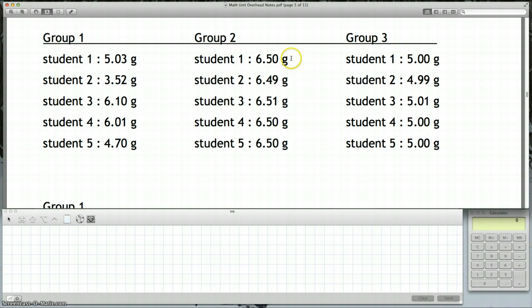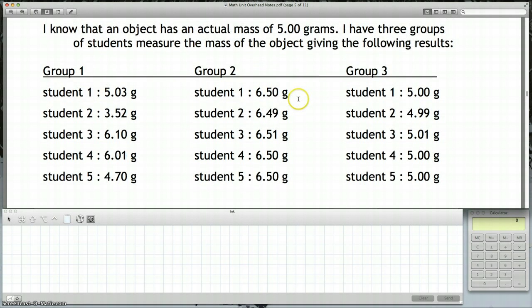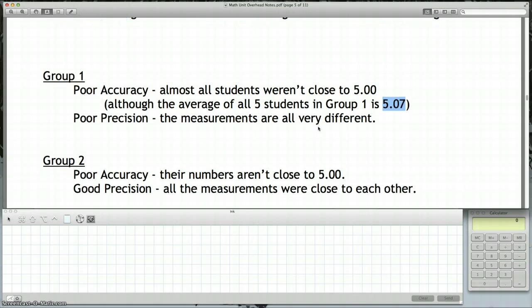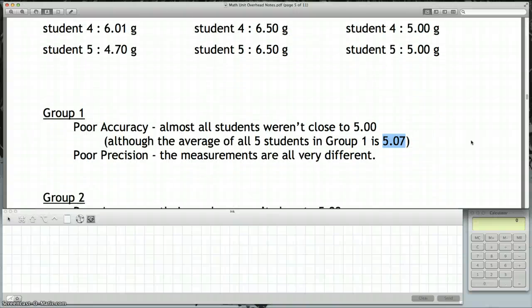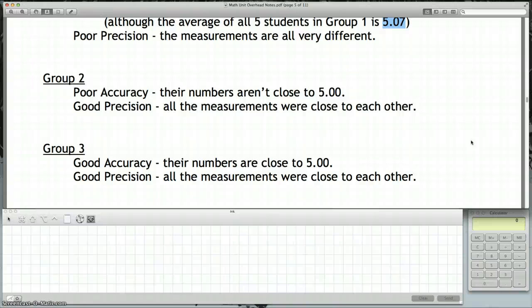Group 2. Now, the numbers are really close to each other, so they have good precision, but they're not close to our correct answer, which is 5.00. So, good precision, poor accuracy. Group 2, good precision, poor accuracy. And the last group. All the numbers are really close to each other, so good precision. All the numbers are really close to the correct answer, so good accuracy is how I would describe group 3. Good on both.